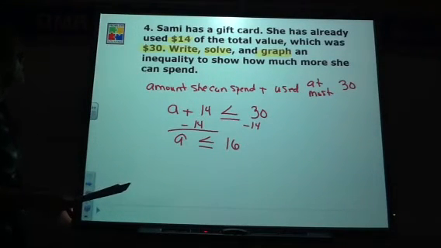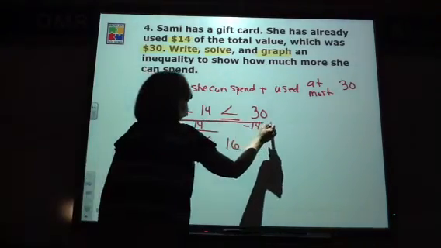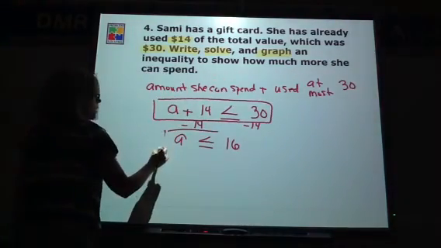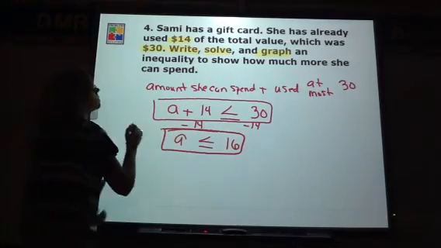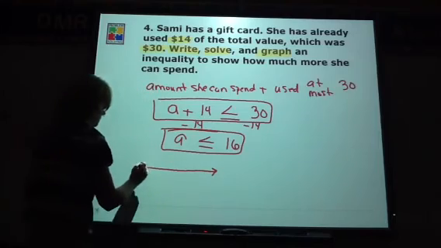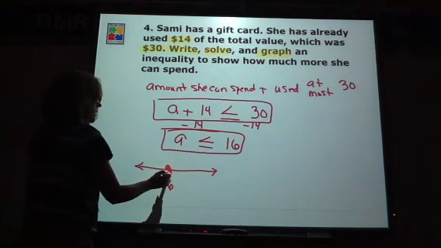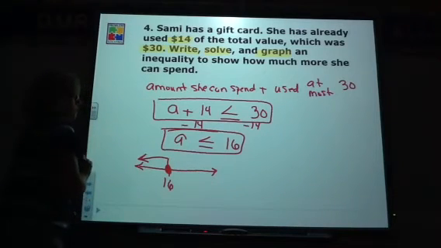Okay, write and solve an inequality. Well, here's my inequality. Here's where I solve the inequality. And what else do we need to do? We need to graph. Can we include the 16? Yes. And anything less than 16.